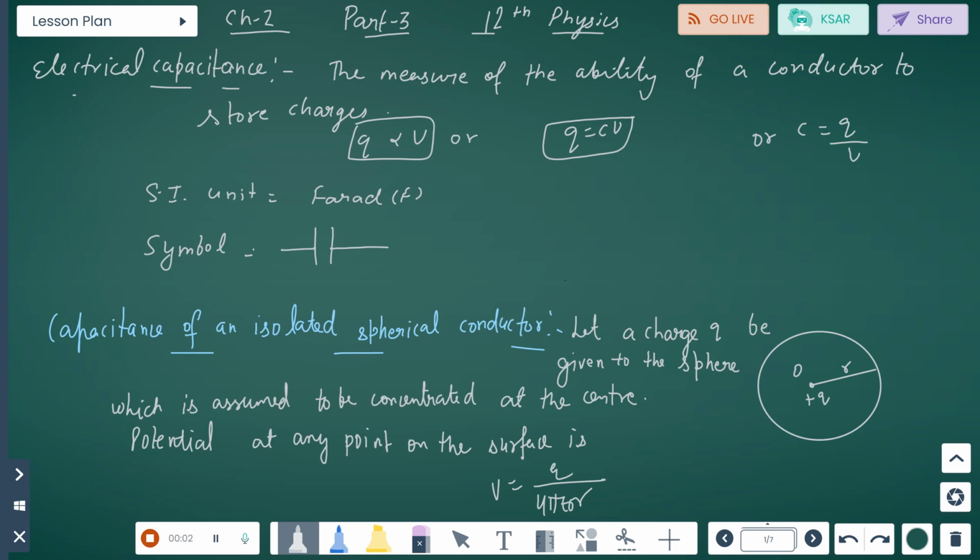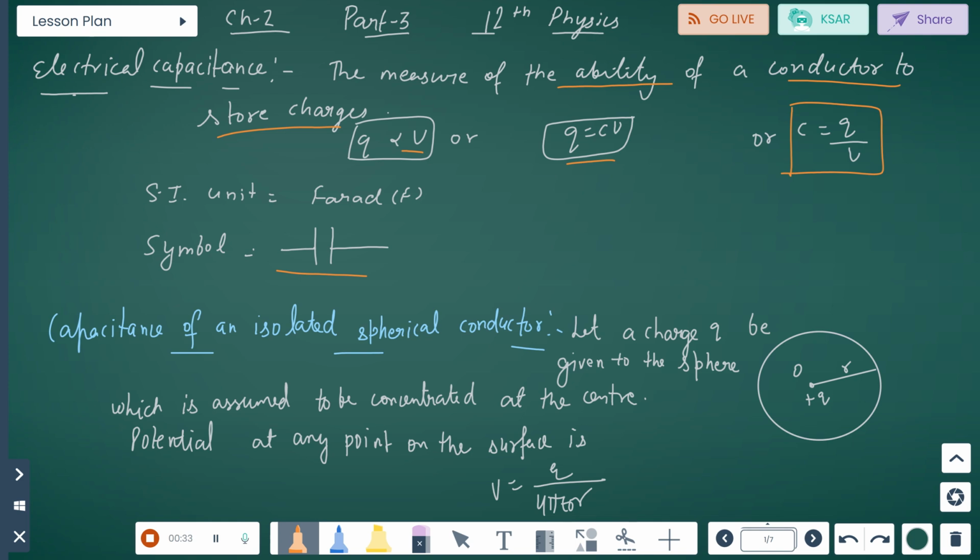Now start with the next part, chapter 2, part 3, class 12 physics. First topic is electrical capacitance. Capacitance is the measure of the ability of a conductor to store charges, where Q is directly proportional to V, or Q equals CV, so we can say that C equals Q by V. The SI unit is farad.